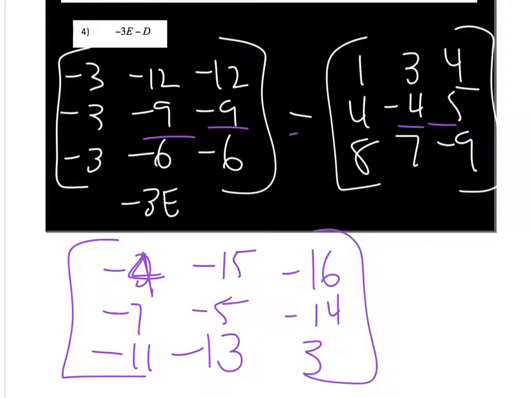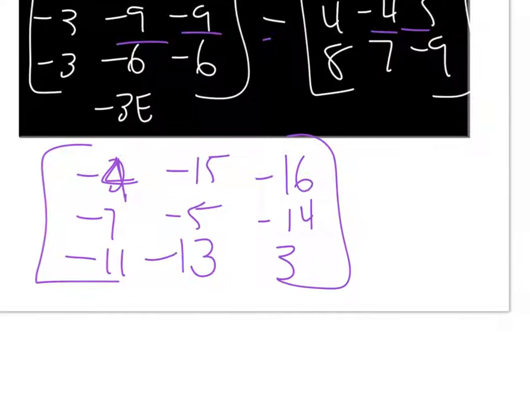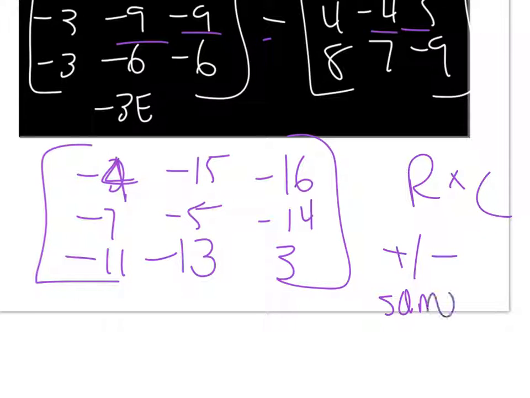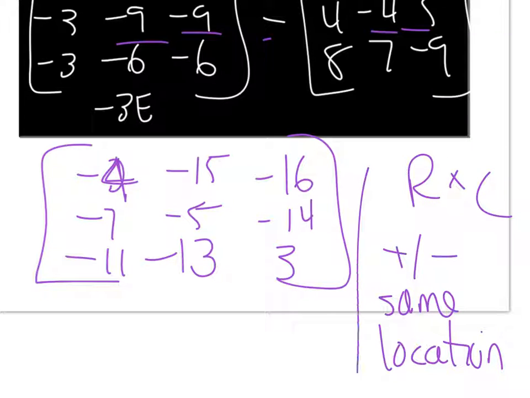All right, so play around with this a little bit. Big topic here is to remember it's row by column. And then basically if it's a number out front, multiply it by everything. If it's addition or subtraction, you do that operation on the numbers in the same location.